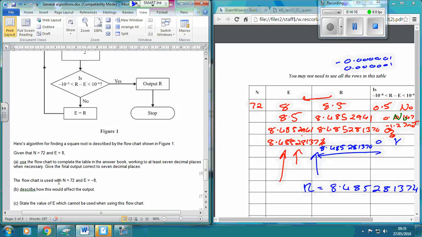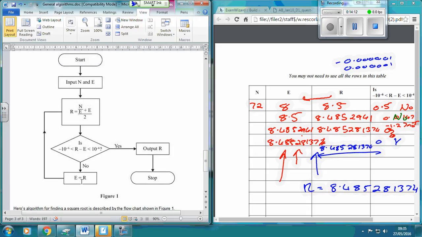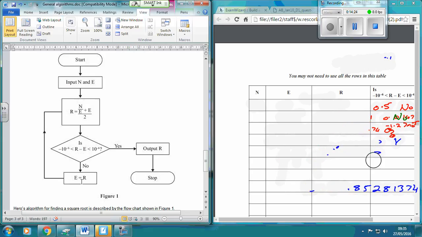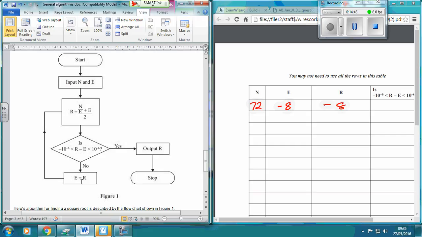Okay, so the flowchart is used with n equals 72 and e equals minus 8. So if we do the first one, we are using 72 and e is minus 8, so 72 divided by minus 8 plus minus 8 divided by 2 gives us minus 8.5. So all it's going to do is the same process, because it's the same digits, except it's going to give us the negative square root.